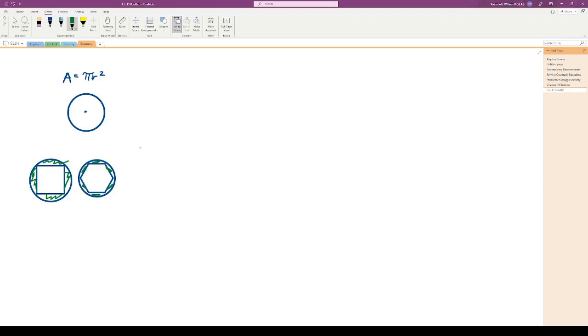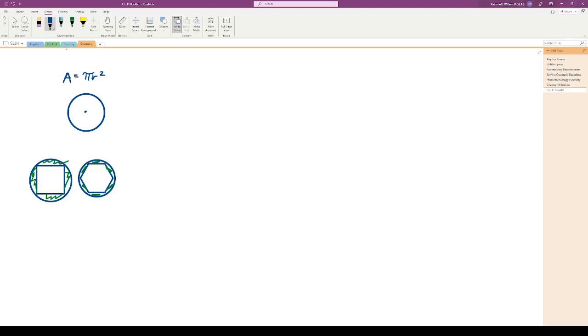And the more sides that I add, we saw this with polygons when we learned about them earlier, the more sides I add to a regular polygon, the closer it gets to being a circle. So if I made 12 sides or 20 sides or 100 sides, the shape looks more and more circular. And even though it's not a circle, it's still a polygon because it has straight sides, the more sides I add, the closer the area gets. This green area shrinks to be infinitely small if I add infinitely many sides.